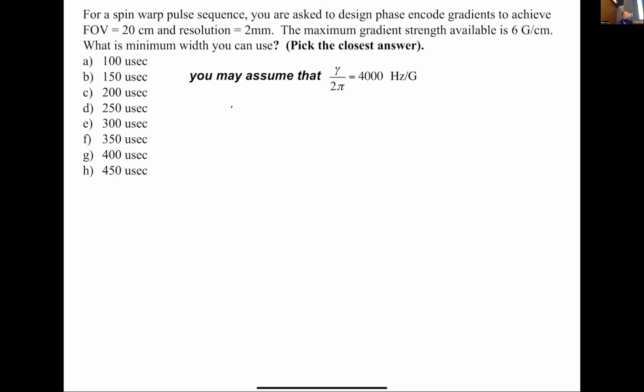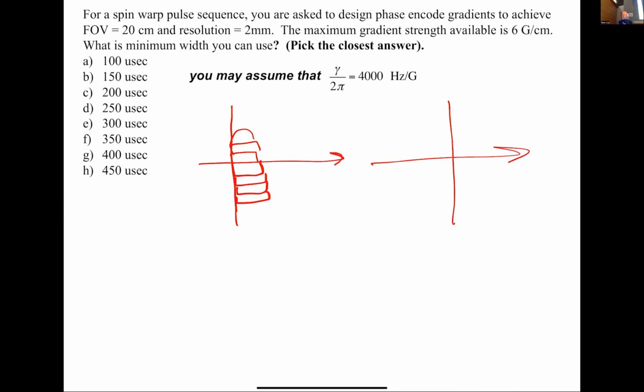So let's think about this. Remember the phase encode gradients are these things where we vary the amplitude. In k-space, what they're meant to do is get us out to some point like that, and the maximum we want to go is some WKY.